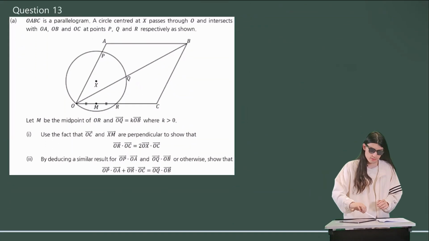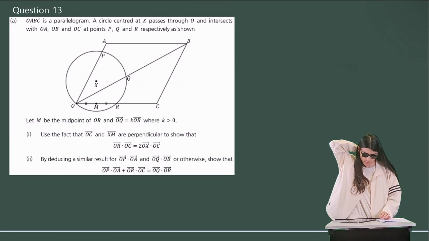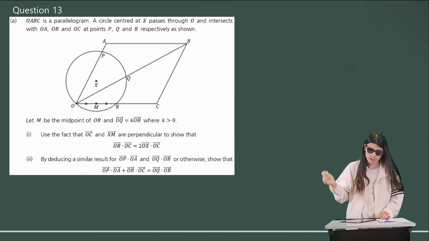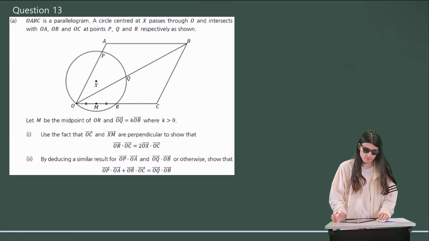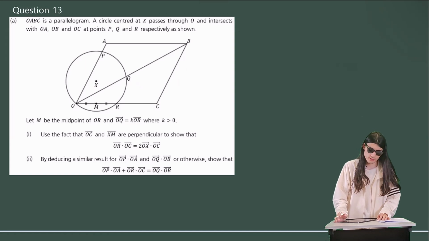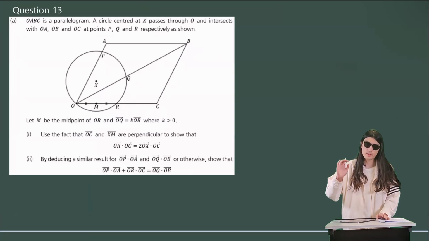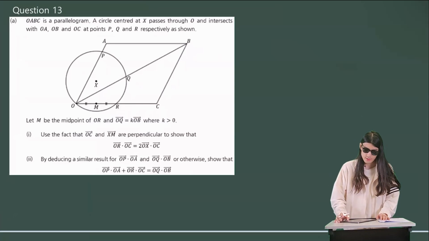All right, let's start question 13, vectors question. OABC is a parallelogram, and you've got a circle with center X that passes through O. And the circle intersects with OA, OB, OC at points P, Q, R as shown in the diagram. Let M be the midpoint of OR and OQ be equal to k times OB, where k is greater than 0.